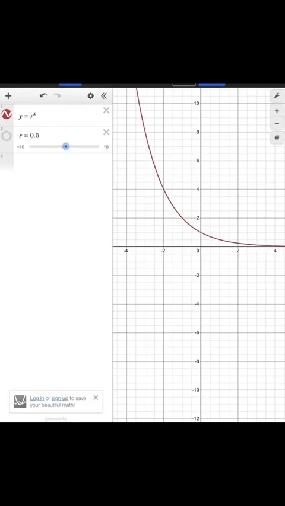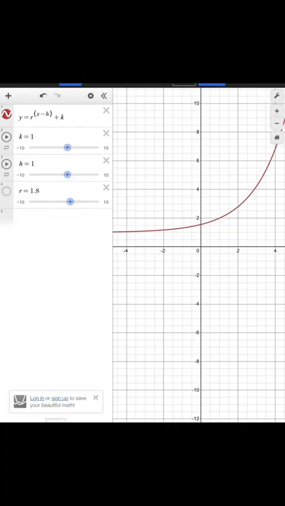If r is greater than 1, the graph shows exponential growth, like what it does here. So, anything above 1 represents exponential growth. And the higher that r value, the higher the growth rate will be. Now, if r is between 0 and 1, it shows exponential decay. Okay? All right.